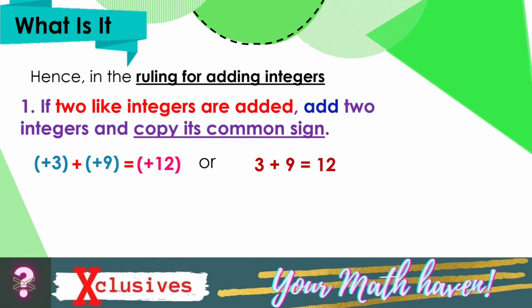Take note, it is not necessary to put a positive sign beside the number to emphasize that it is positive. A number without any sign is understandably a positive number. Another example. Negative 3 plus negative 9. They have a common sign which is negative, so just add the numbers. 3 plus 9 is 12 and copy the negative sign, so we have negative 12.